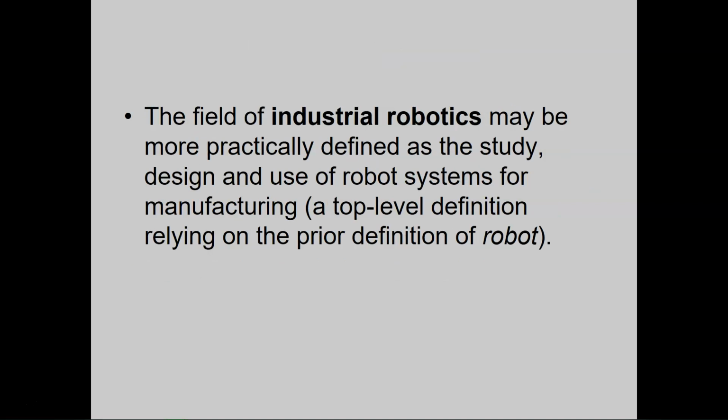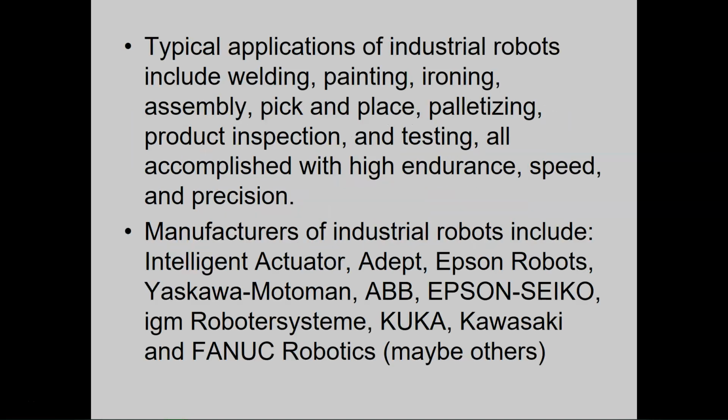So the field of industrial robotics may be more practically defined as the study, design, and use of robot systems for manufacturing. There are a lot of definitions for robots because robots are not simple. Typical applications for industrial robots include welding, because they can get into spaces that we can't and do it very easily and not have to worry about fumes and sparks going in the wrong places.